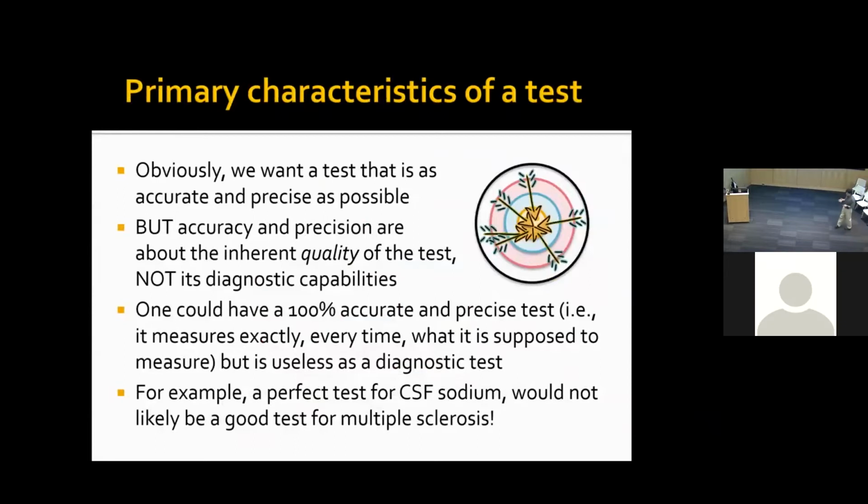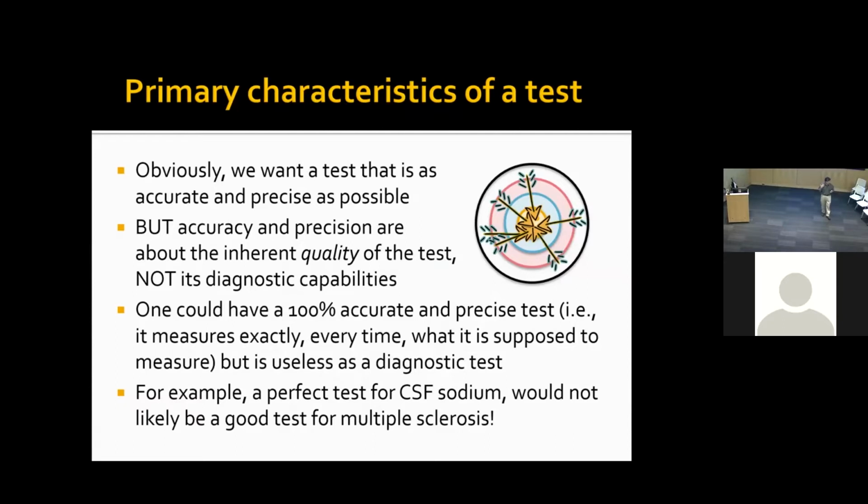But accuracy and precision are only about the inherent quality of what the test does, that it says it does. It has nothing to do with it. Well, it has something to do with it. If it's not a good test for what it is, it's not going to work. But it has nothing to really do with its diagnostic capabilities, right? Because you could have a 100% accurate and precise test that measures exactly every time what it's supposed to do, but it's useless as a diagnostic test, just like the CSF sodium I just brought up. I don't think that'd be a very good test for whether you have multiple sclerosis or not, even if I had the perfect CSF sodium measuring device, right?